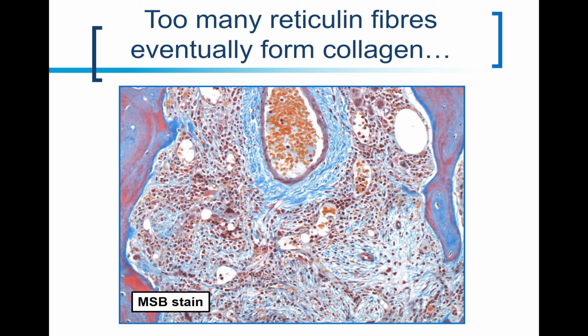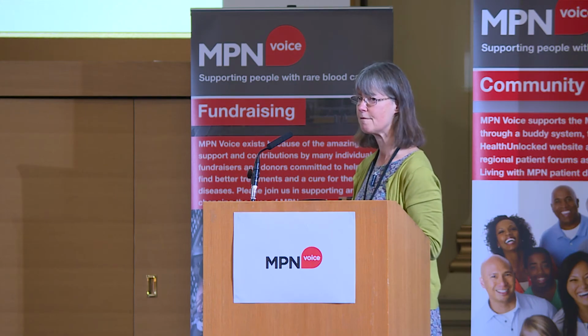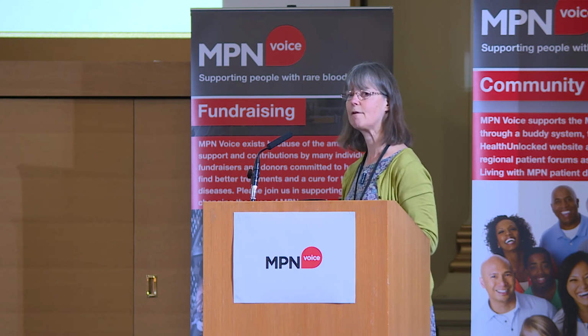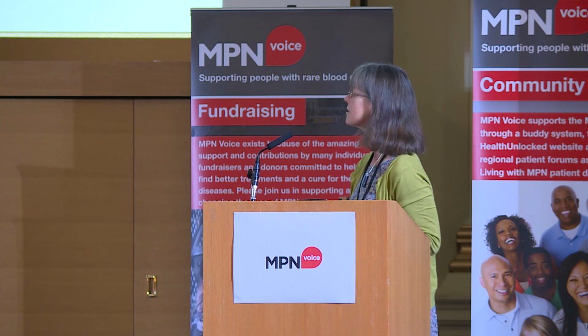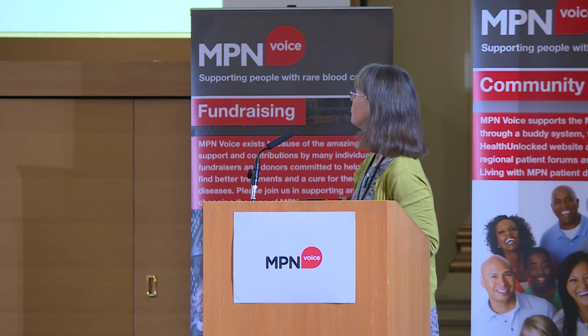And the fact that there's blue elsewhere in this particular picture is because the reticulin fibres in this particular patient have become massively built up and have begun to turn into collagen, and that is now impairing their bone marrow function. So we can look to see whether that conversion and development of collagen has happened and comment on that in our report.